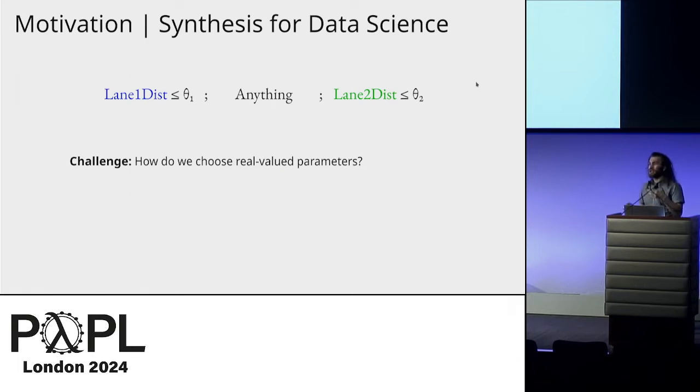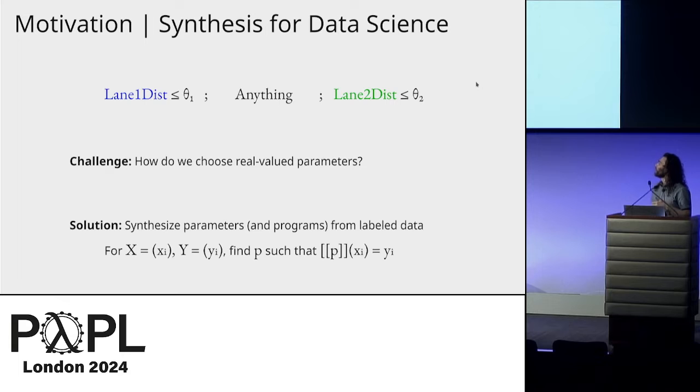And this is a challenging problem, because even if I'm an expert, I can't necessarily just look at the video and say, oh, it's like 20 pixels is the right threshold. So how would you do it? One thing you could do is you could synthesize these parameters. And for good measure, we're just going to synthesize the entire programs from labeled data.